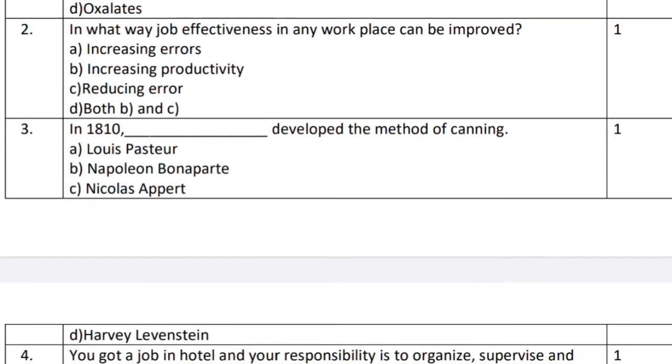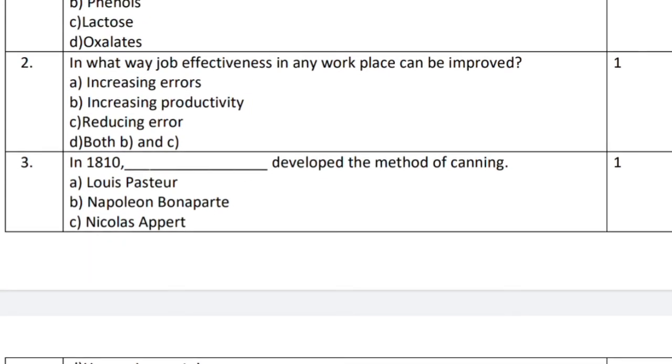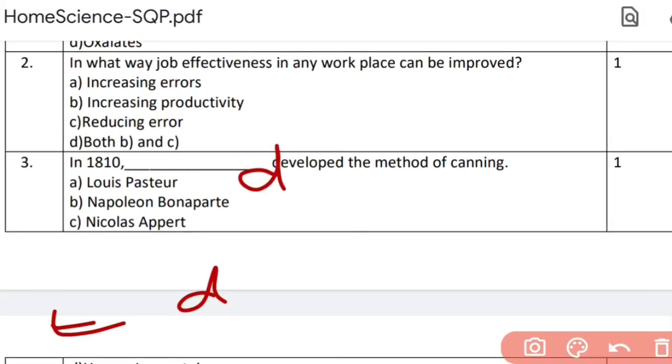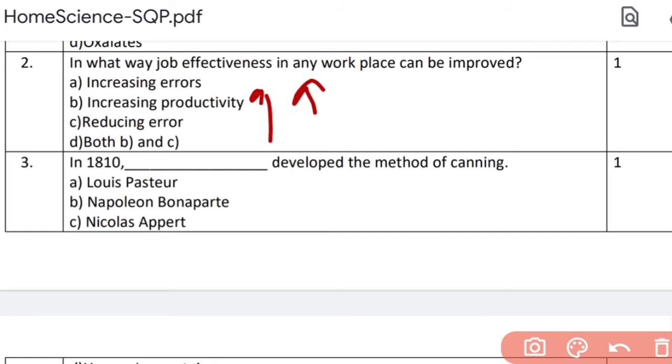Question number 2. In what way can job effectiveness in any work be improved? This is very simple, and because it is so simple, there is no internal choice. How can you improve the work effectiveness? The first is increasing errors. Obviously, by increasing errors, the effectiveness will never improve. The second is increasing productivity. Yes, this might be the answer. If productivity increases, then job effectiveness will obviously increase. Or reducing errors. If the errors are reduced, then also the job effectiveness will increase.